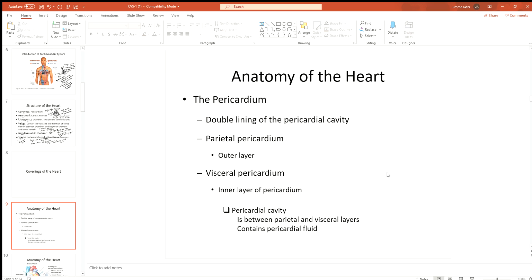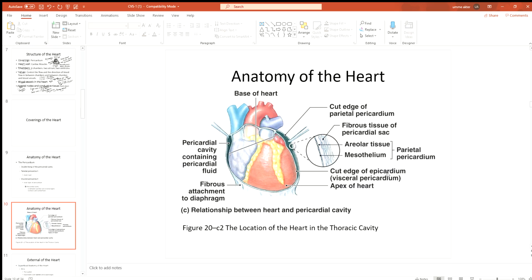So we already talked about the covering. Here you see this is the outer layer, the parietal pericardium, and this is the inner one attached to the wall of the heart, and that is the visceral pericardium. And this cavity contains the lubricating fluid. Okay, this is the strong fibrous tissue that I mentioned, which attaches the heart to the diaphragm.